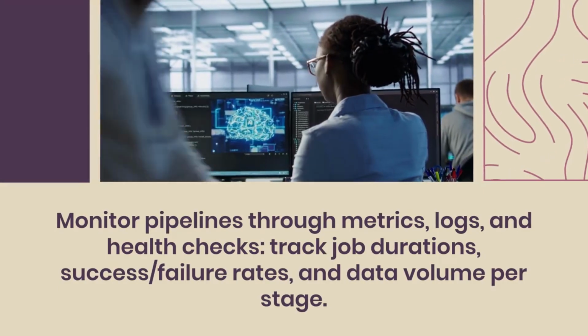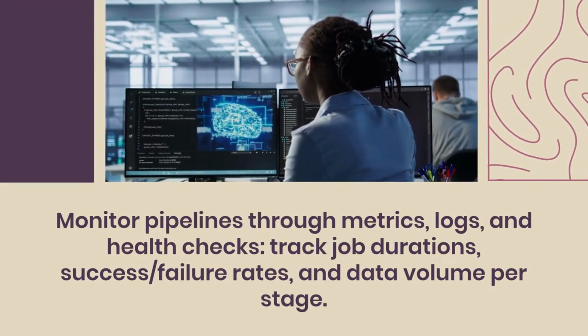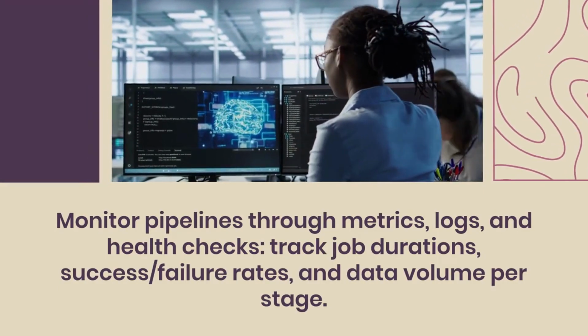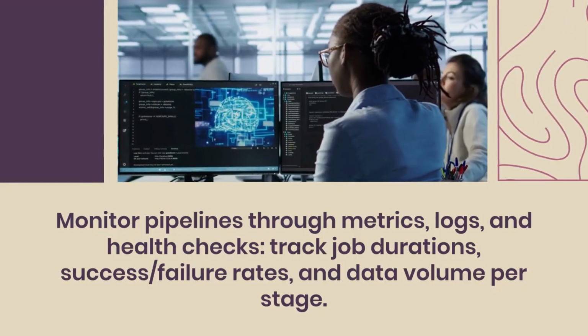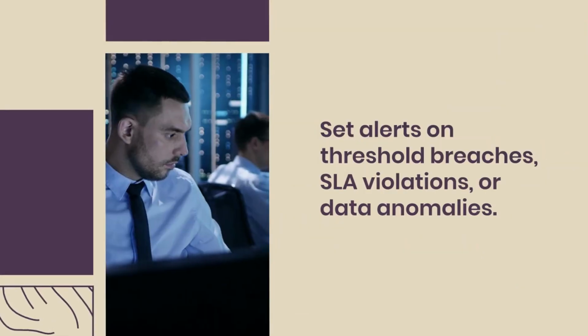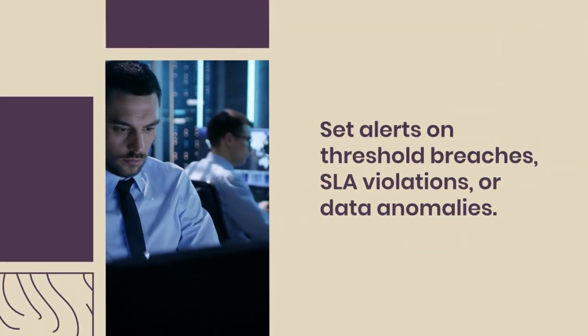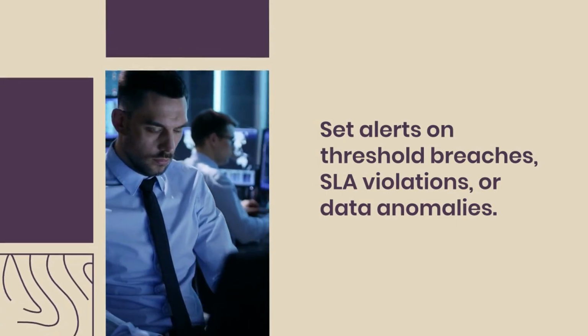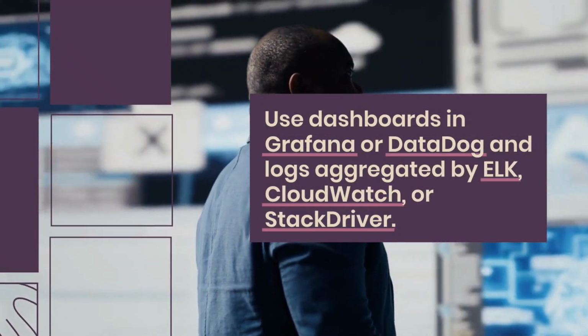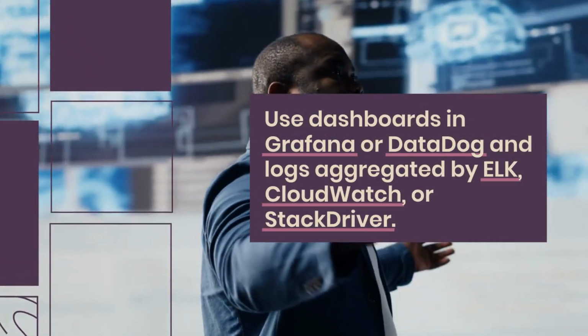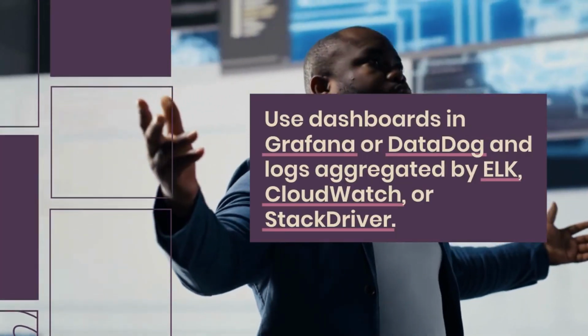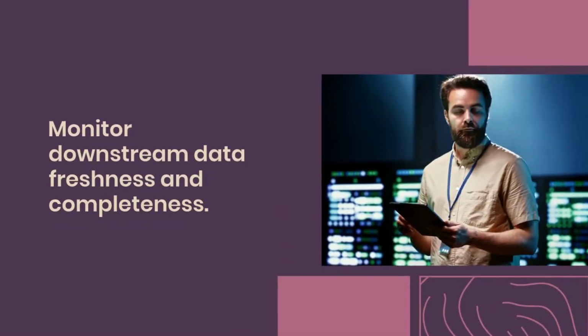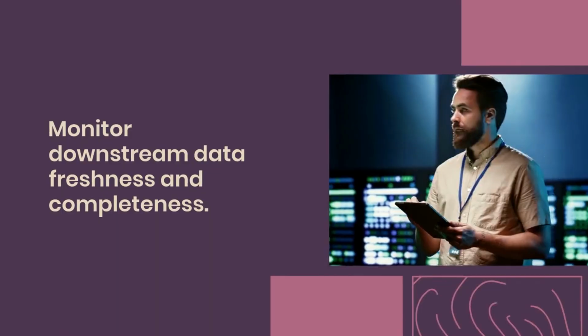Monitor pipelines through metrics, logs, and health checks. Track job durations, success and failure rates, and data volume per stage. Set alerts on threshold breaches, SLA violations, or data anomalies. Use dashboards in Grafana or Datadog and logs aggregated by ELK, CloudWatch, or Stackdriver. Monitor downstream data freshness and completeness.